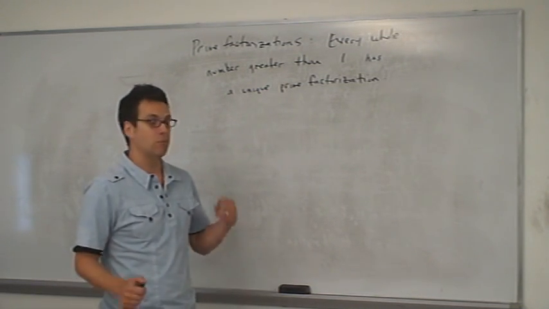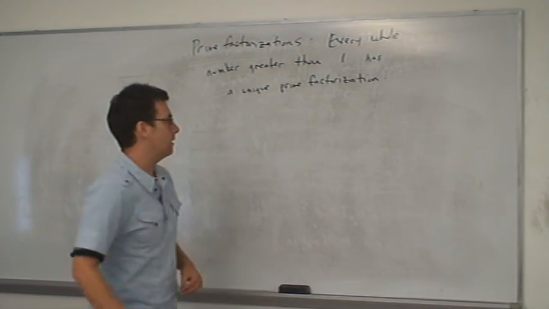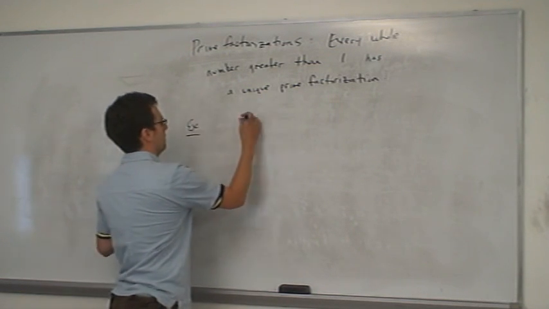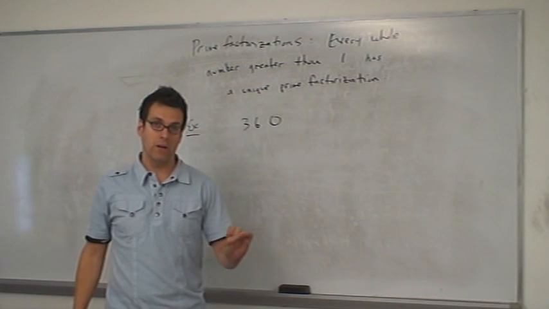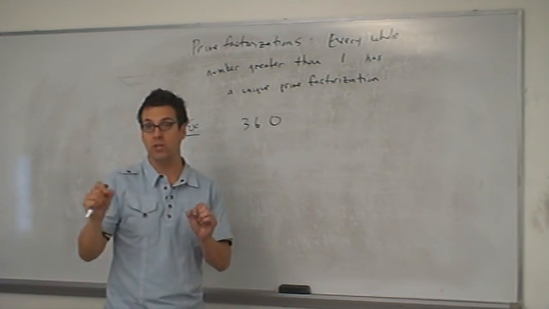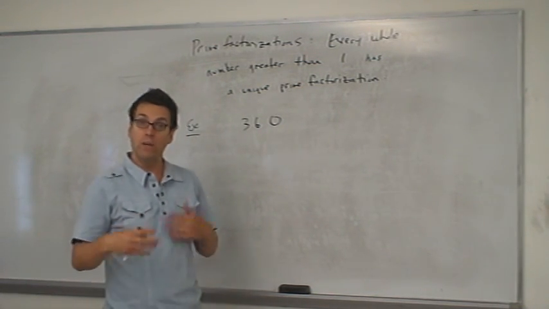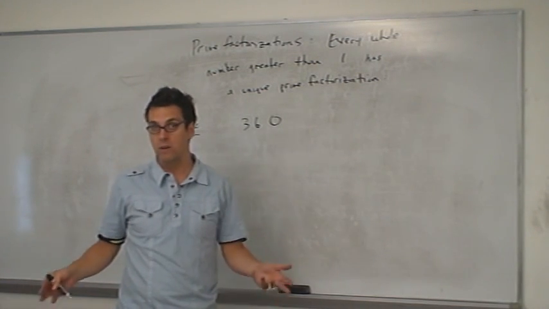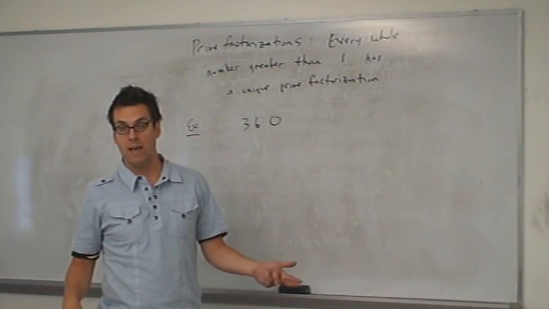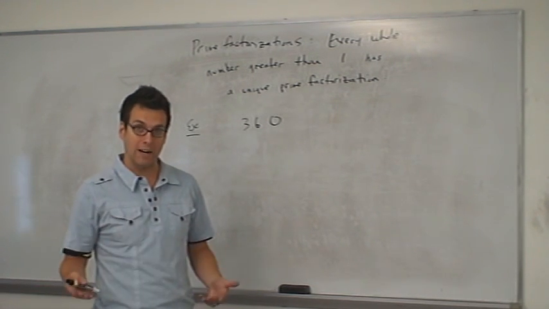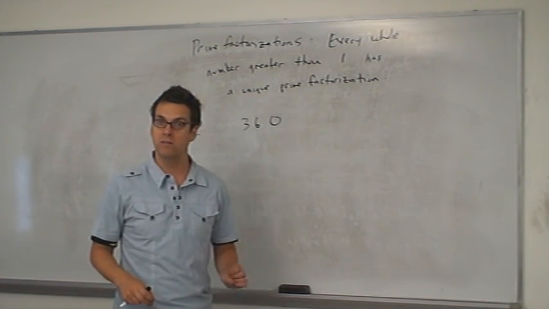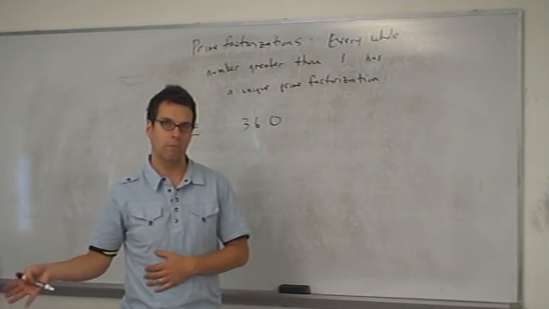Well, what we mean is if we take a number greater than 1, say 360, we want to know how can we write 360 as a product of just prime numbers, right? We know how to write 360 as a product. One way of doing it is 36 times 10. But neither 36 or 10 are prime numbers. So what we mean by prime factorizations is how can we write 360 as a product of just prime numbers?